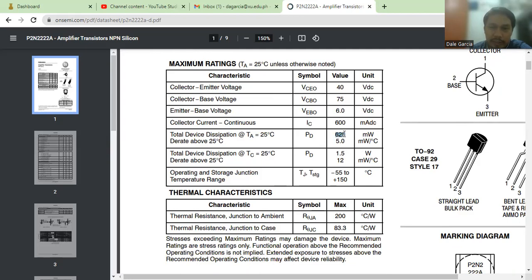Itry daw 625 divided by 6. Sige daw class, 625 divided by 6. Tingnan lang ko pila mo gawas.